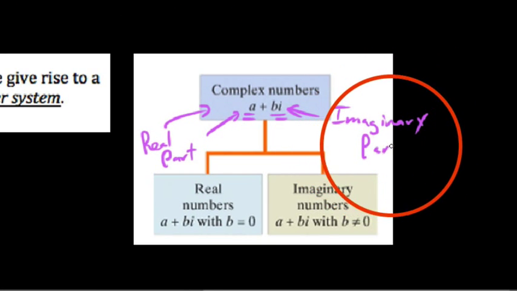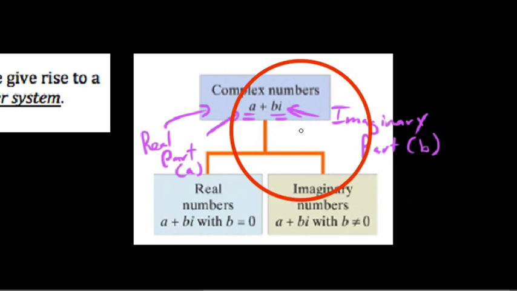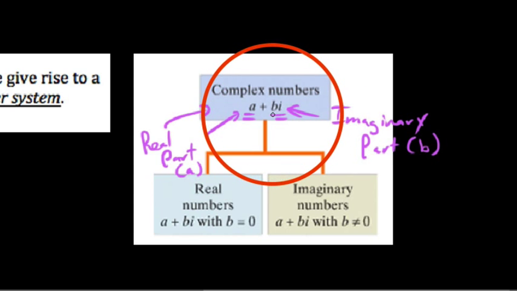Okay, that's the B part. I don't include the I in that, I just say the B part. But when you glue those two things together, they are not like terms, they cannot go together, but we say it gives rise to the complex number system.